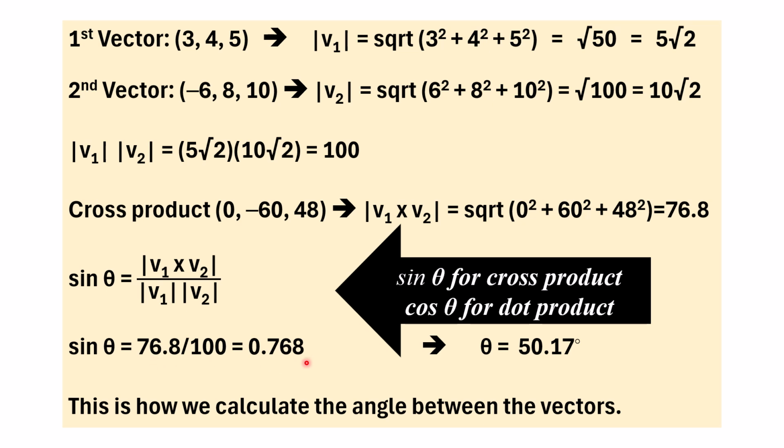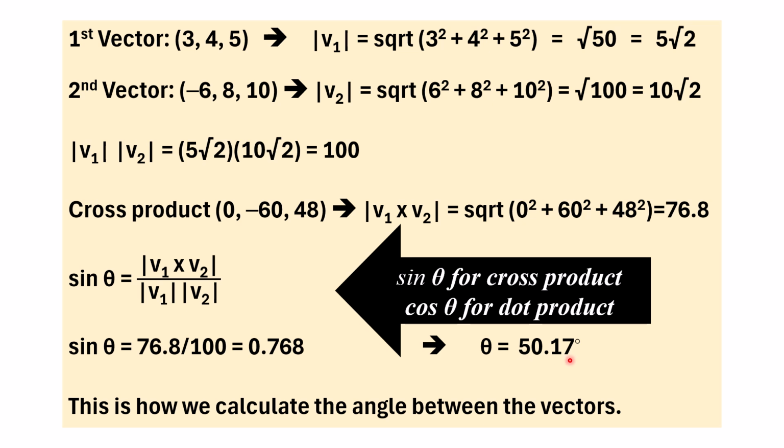by the product of the absolute magnitude of individual vectors. On the numerator we are taking the absolute magnitude of the cross product, and in the denominator we are taking the product of individual absolute magnitudes of the two vectors. So we get 76.8 by 100, that is 0.768, and using a table or a calculator, if you can find the sine inverse, you will get 50.17 degrees approximately.